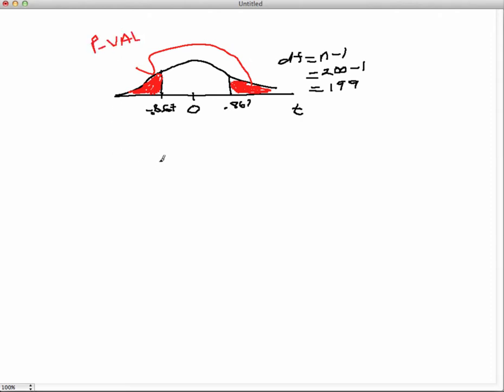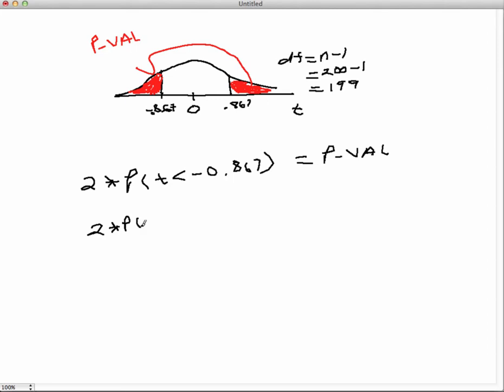So a good way of thinking about it is that if I find out what the probability of t being less than negative 0.867 is, and I multiply that by 2, in other words, I double that, that's going to be equal to my p-value. All right, so how do I do that in R? Well, in R we use the pt command, right? So that's going to be 2 times pt, probability of t, and then I have to give it the endpoint, which is negative 0.867, and then the degrees of freedom, which is 199. Okay, and I double that, and that's going to give me back my corresponding p-value.